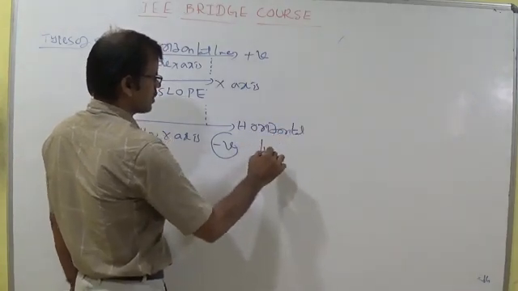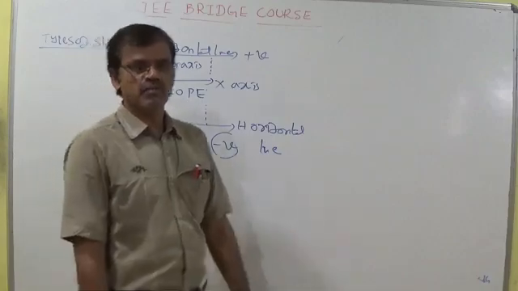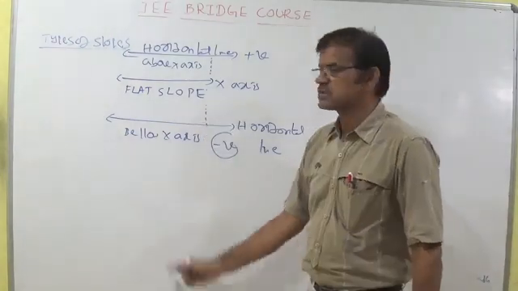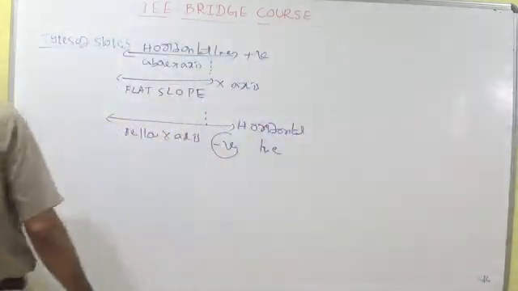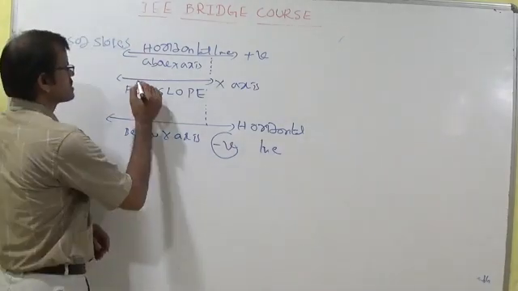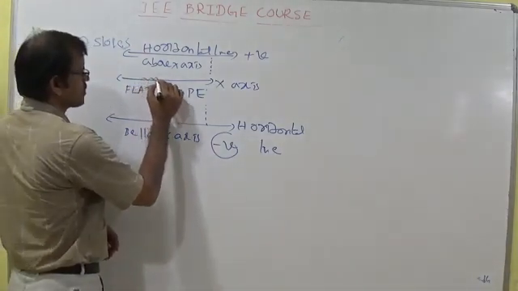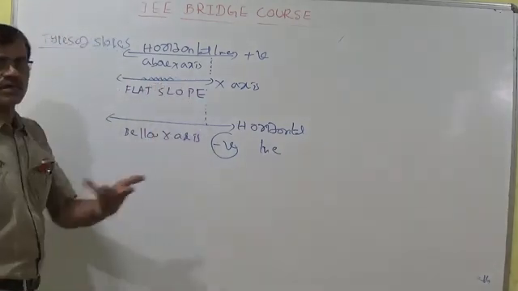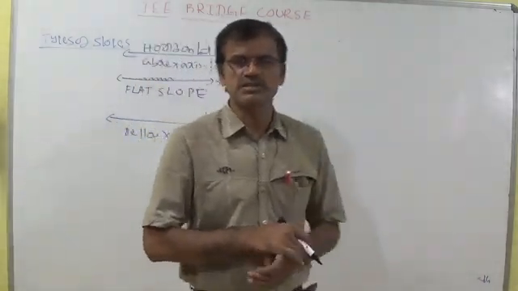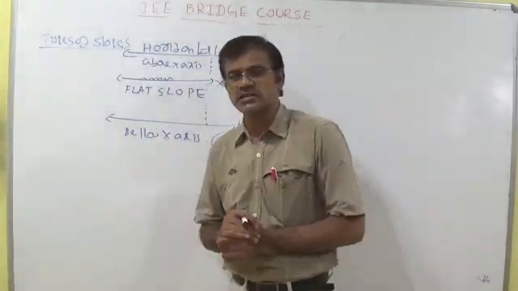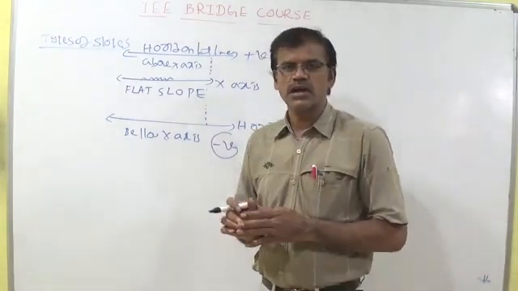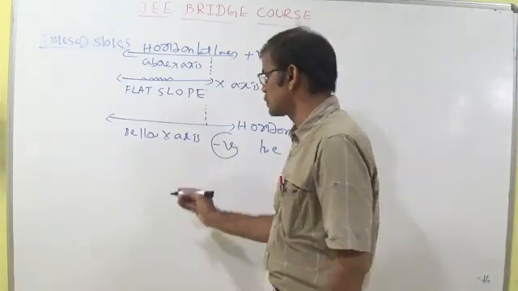The horizontal line which is parallel to the x-axis has a flat slope. The slope of a horizontal line is called a flat slope. What is the angle of the x-axis? Tan theta is equal to slope. In yesterday's class we discussed that the slope of a line is indicated in trigonometry as tan theta. So tan theta is equal to slope.